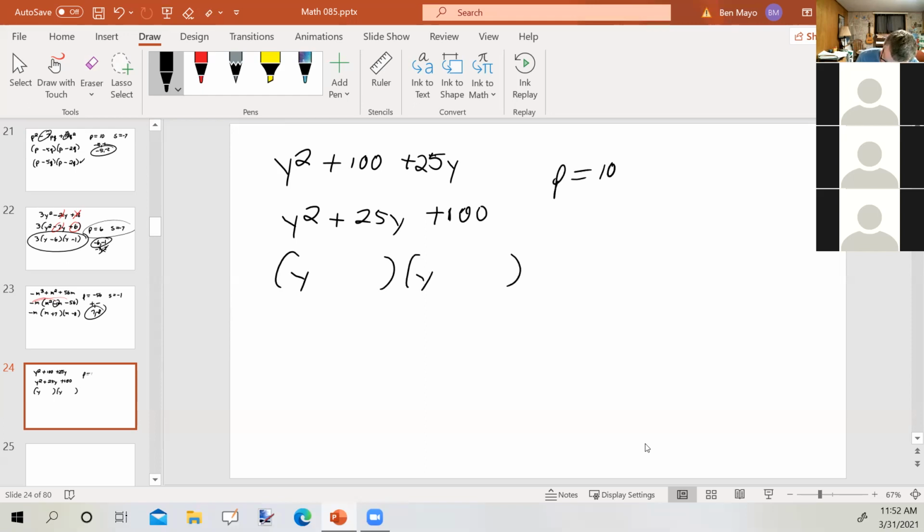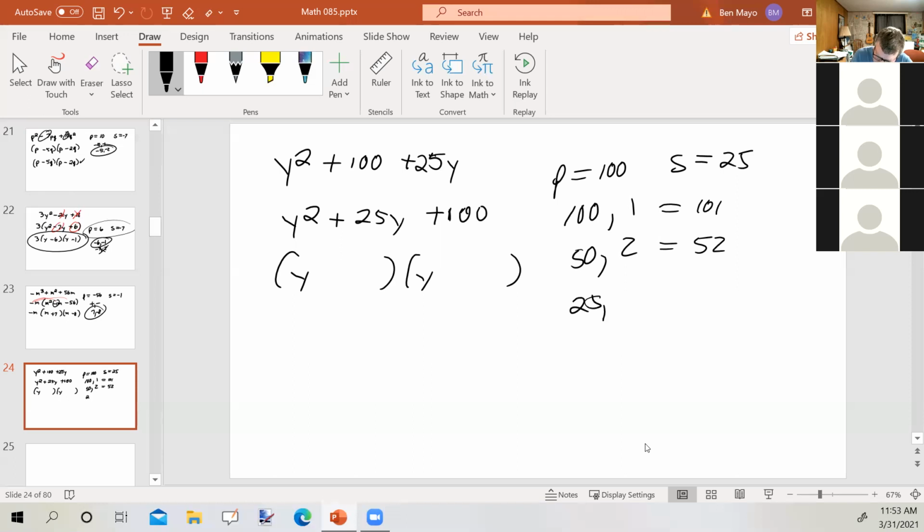The product is 100, and the sum is 25. The product is positive, and the sum is also positive. That means I'm looking for two positive numbers. Well, let's see. I could start at the outer region and say 100 times 1 is 100, but the sum would be 101, right? So that's not right. But I could take 100 and cut it in half, consequently double the 1. 50 times 2 is 100, but that would give me a sum of 52. Well, I can cut this in half and double that again, and I get a product of 100 and a sum of 21.